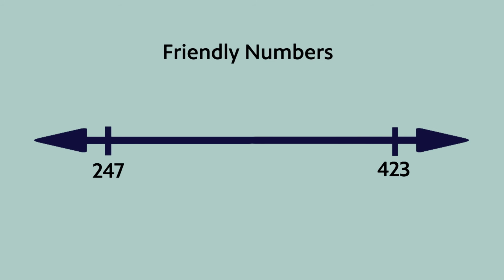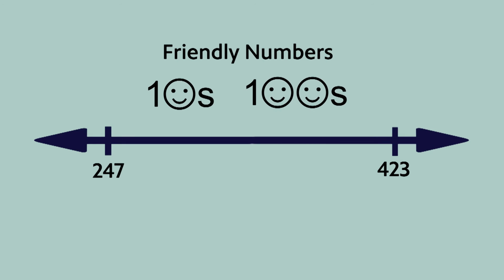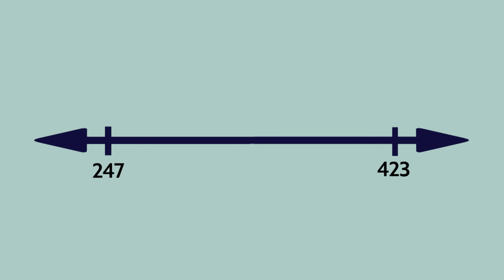We'll call this an adding up strategy, and I'll use the number line to show this. I need to start at 247 and add until I get to 423. There are lots of different ways that we could do this, but one thing that I try is to use friendly numbers, or the tens and hundreds. These numbers can be easily added together. Let's see what that might look like.